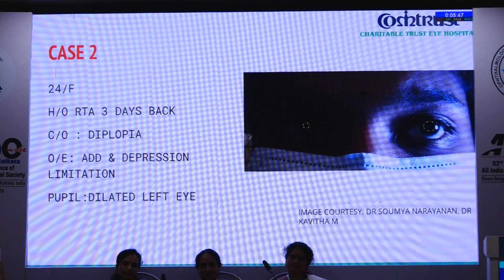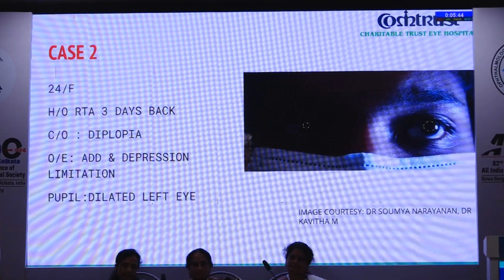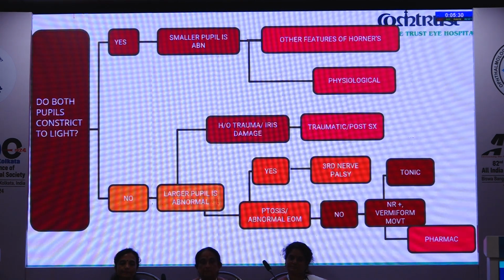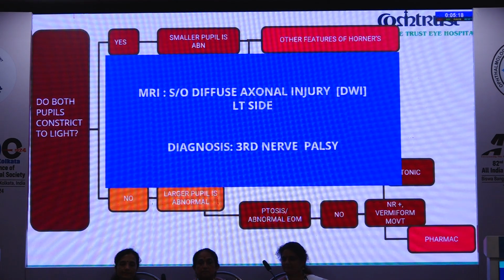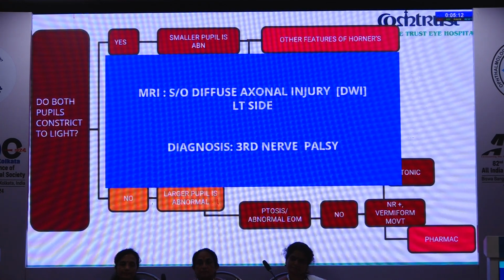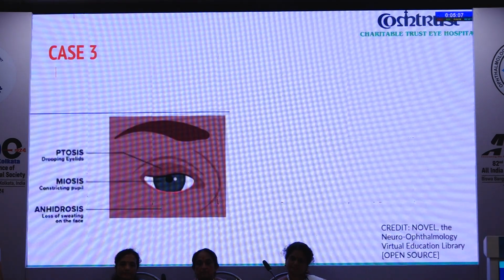The second case, a 24-year-old female with a history of RTA, road traffic accident, 3 days back. She had a complaint of diplopia. On examination, she had adduction and depression limitation, and the pupil was dilated in the left eye. I hope it is clear in the image. So here we checked again, was the larger pupil abnormal? If yes, then was there ptosis and abnormal extraocular movement? And so we considered a third nerve palsy. An MRI was suggestive of a diffuse axonal injury of the left side, and other clinical symptoms pointed to a diagnosis of an incomplete third nerve palsy.